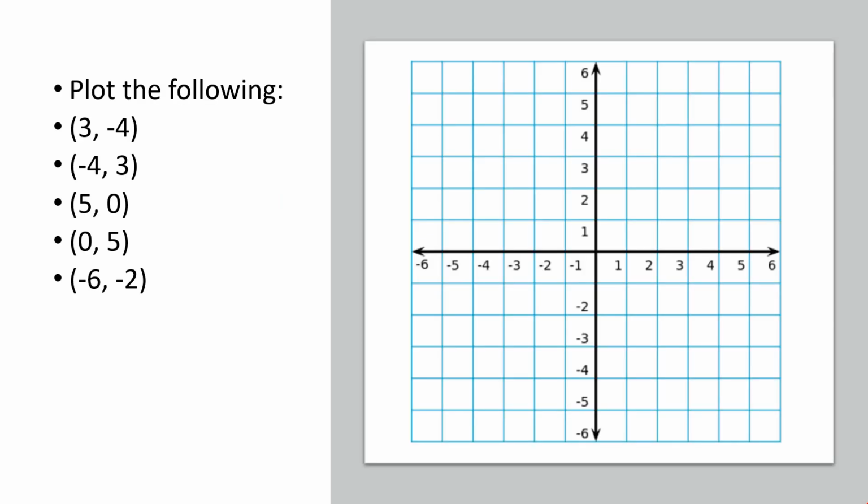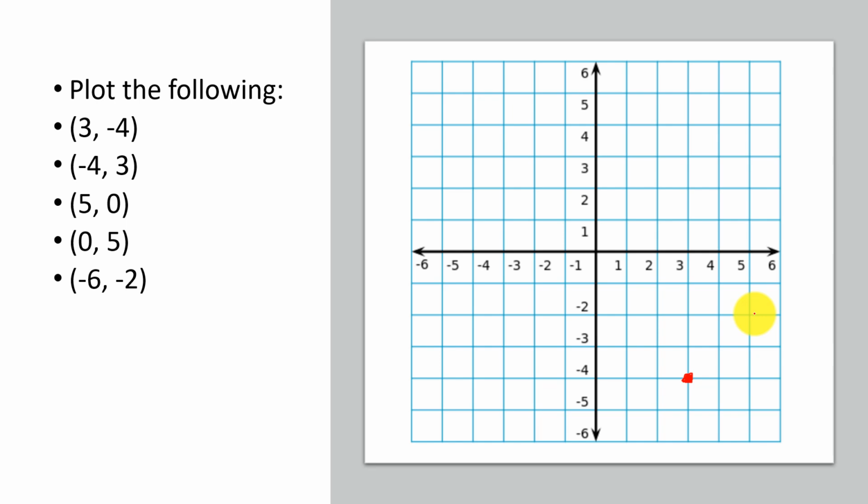So now we're asked to plot the following order pairs on this graph. The first one is (3, -4). So we first start on the x-axis. We go to 3, 1, 2, 3, and then we go to negative 4. So that's below 0, 4 places. 1, 2, 3, 4. There's negative 4. This point here is (3, -4).